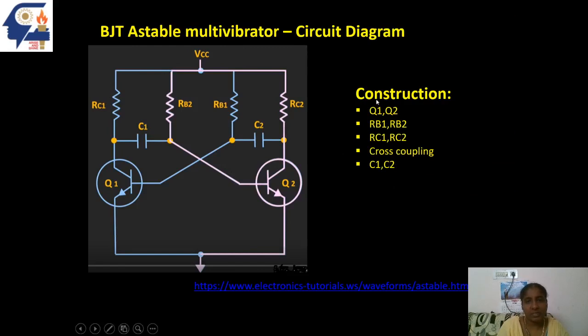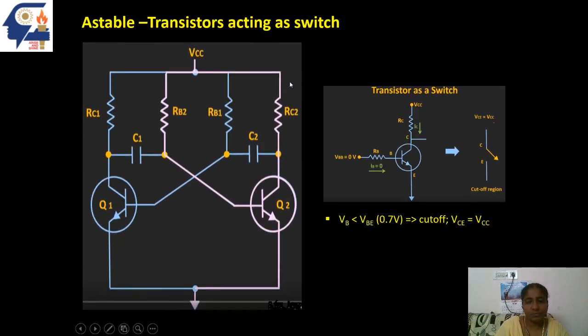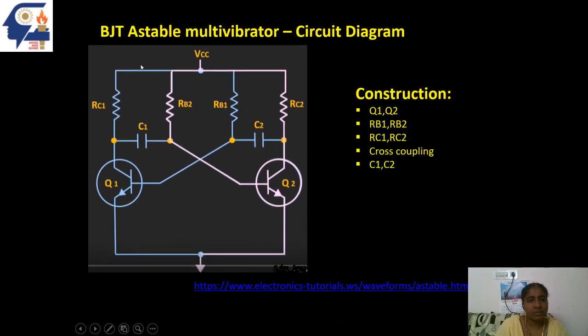Coming to the construction, it will have two transistors Q1 and Q2, and the collector terminals are connected with resistors RC1 and RC2. The base terminal of Q1 is connected to the collector of Q2 through the capacitor C2. The base of Q2 is connected to the collector of Q1 through the capacitor C1.